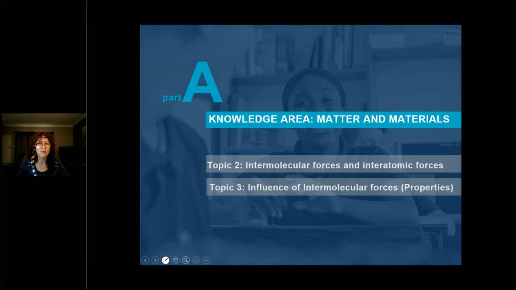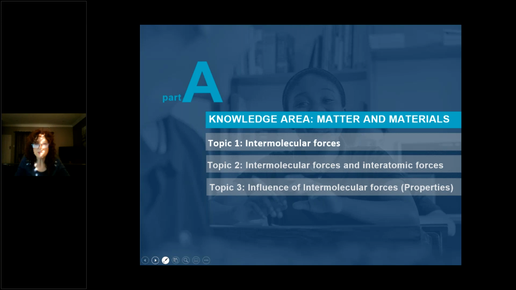I'm doing the matter and materials knowledge area today, and intermolecular forces, interatomic forces, and also the influence of intermolecular forces. The reason why I chose this area today is because I only did one slide previously in a webinar, and this is one of the most important parts of chemistry that you use in grade 11 and grade 12 to explain reactions, chemical reactions. So make sure that you do understand the intermolecular forces.